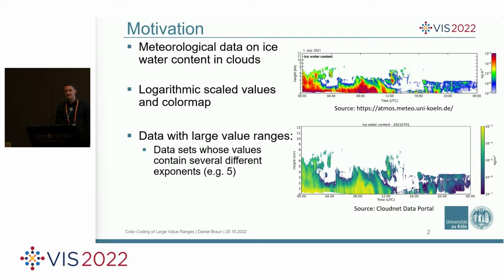These data sets contain large value ranges, which means their values contain several different exponents in scientific notation. For example, ranges from 10 to the power of -7 to 10 to the power of -3, and even larger. On the right, you can see the visualizations currently used as a standard by the meteorologists. In these gridded scatter plots, time is mapped to the x-axis, height is mapped to the y-axis, and the measurements of the ice water content are encoded by color. As a standard, they use viridis and rainbow color maps.